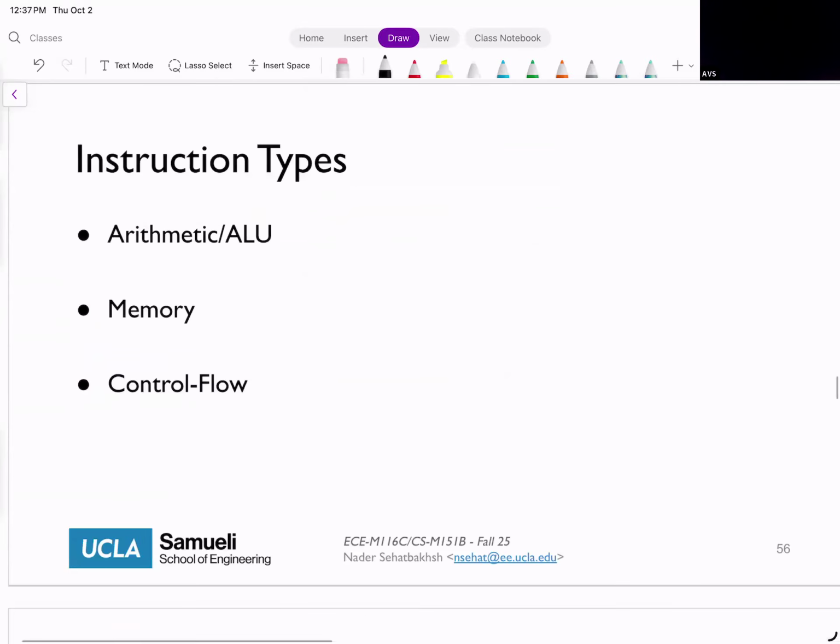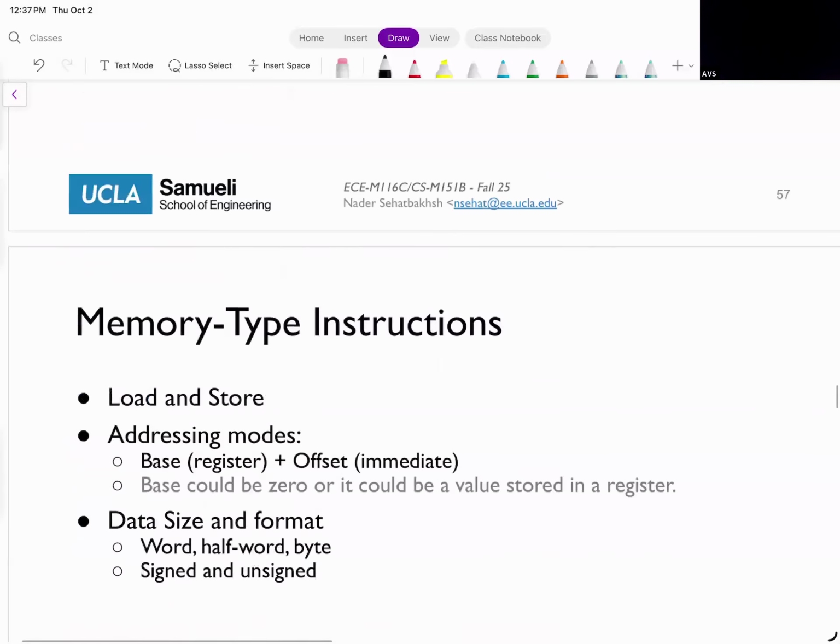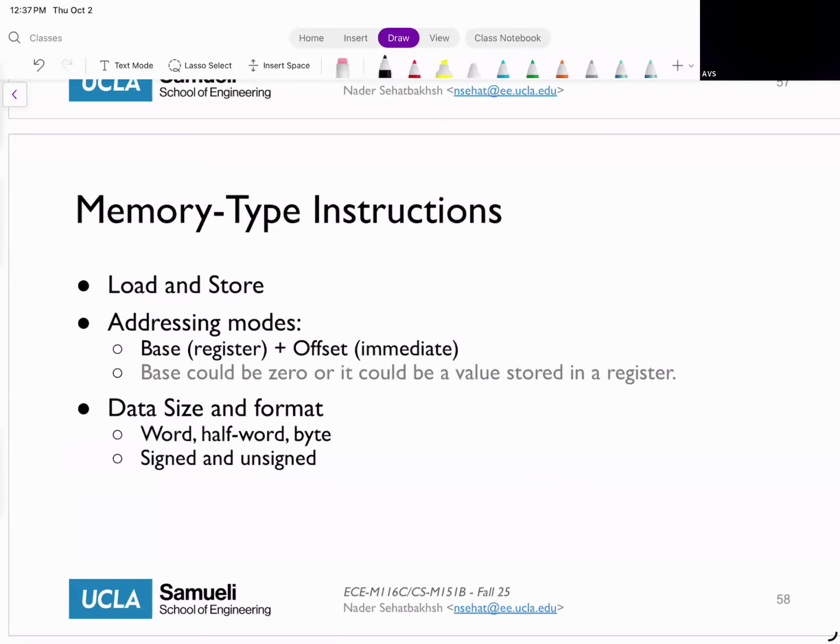Let's move on. Let's talk about memory instructions, okay? Remember I told you that we have load and store. These are the only 2 that we care about. The way that we do the addressing mode in RISC-V is we use a base plus an offset, okay? The base is a register. The offset is an immediate, okay? So the way that we address memory, either store or load, is that we provide a base, which is a register, and then an immediate, which is the offset to that.